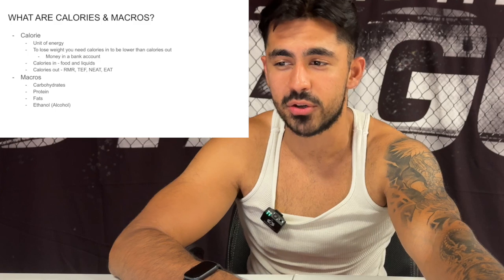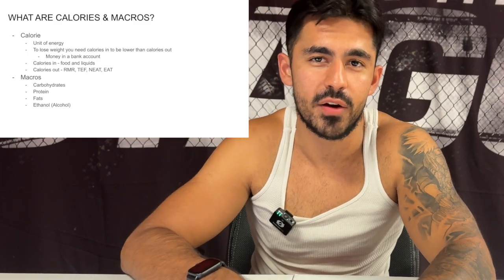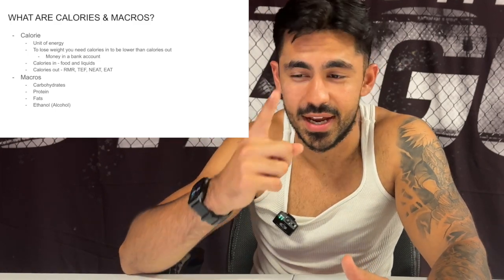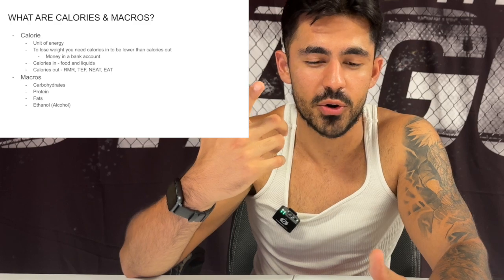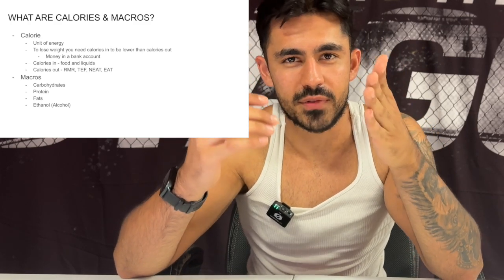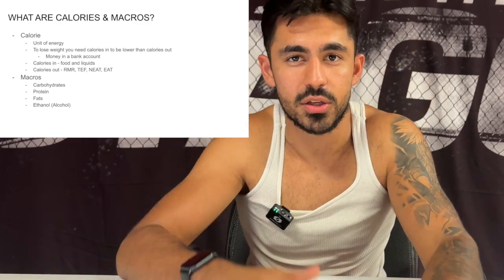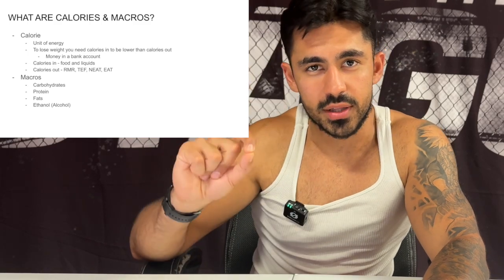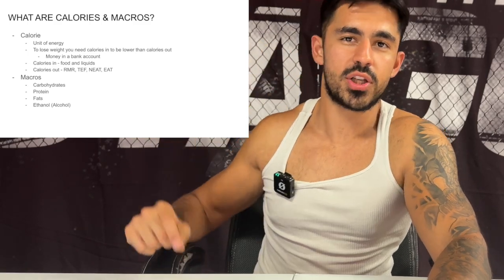What are calories and macros? A calorie is a unit of energy. One Kit Kat is estimated at 200 calories of energy, okay? About 85 grams of carrots has 30 units of energy. When you look on the ingredient label, it says how many units of energy there are in that food.